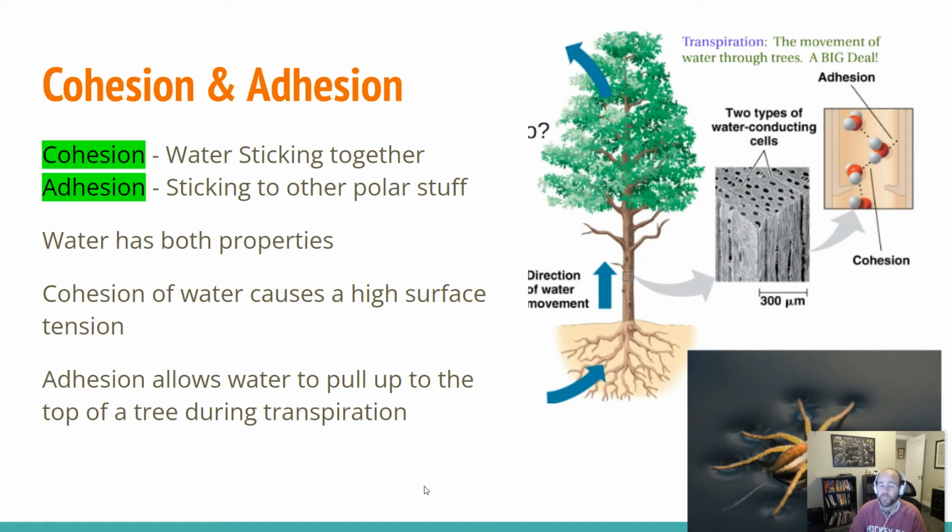So, for example, cohesion, molecules sticking together, allows for high surface tension. Like this little spider can be walking on water because it doesn't have the weight to break through the hydrogen bonding on the surface. Adhesion allows for transpiration, or the movement of water up to the very top of a tree. So, also very important for life on Earth.